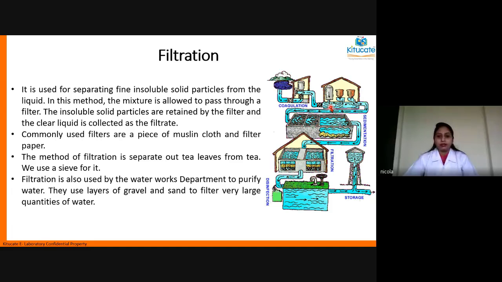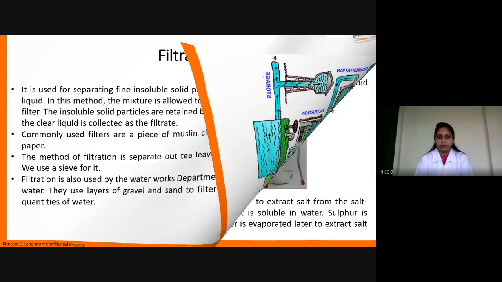All right. So filtration is also used in the water treatment plant. It is used to purify the water. The water that we get at our homes is purified water. We can also use sand, gravel, and so on to purify the water. That process is known as filtration. All right. So we move on to the next slide. Then we will come back to the water treatment plant.